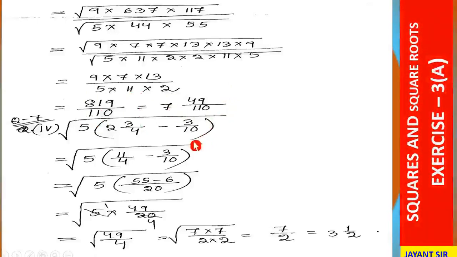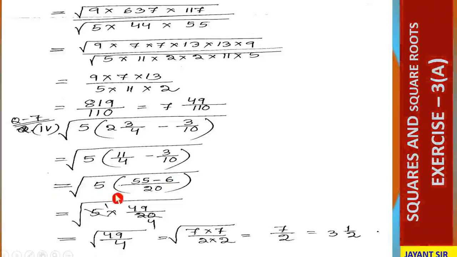Next, come to question number 7, part 4. 5 whole, 5 into 2 whole 3 by 4 minus 3 by 10, root of 5 into 2 whole 3 by 4 minus 3 by 10. So 5 whole, make it in the bracket: 5 fours are 20 plus... 2 whole 3 by 4 is 11 by 4, minus 3 by 10.